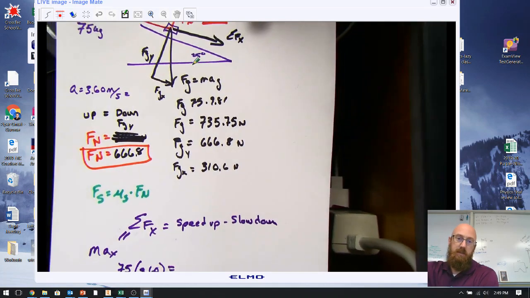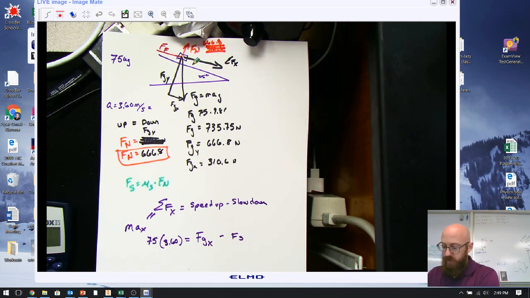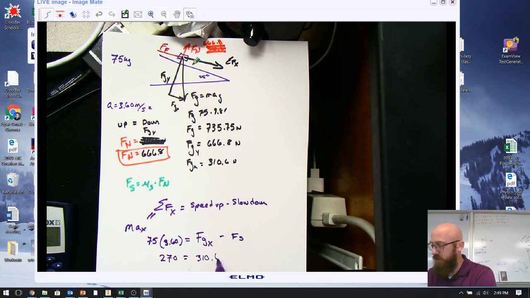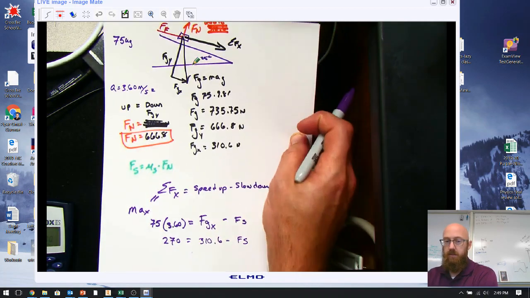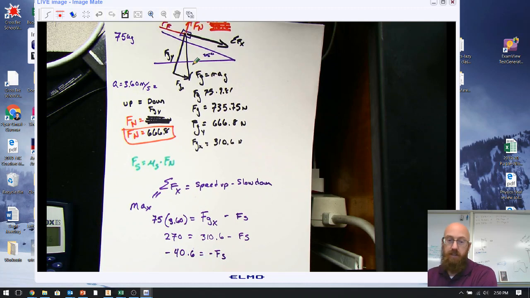In this case, the only thing that's speeding us up, zoom out of here, come on, there it goes. Speeding us up is force due to gravity in the x direction minus F_s. So 75 times 3.6 is 270. F_gx, we said, was 310.6 minus F_s. Well, we subtract this over. 270 minus 310.6 is negative 40.6 equals negative F_s. Okay, that's F_s. I'm going to get rid of those, multiplying through by negative 1.